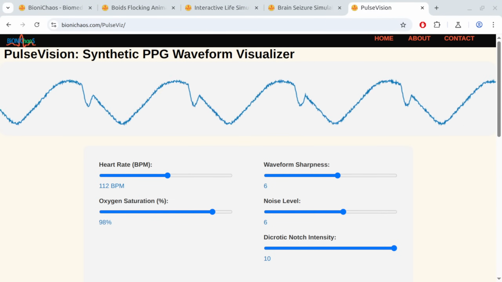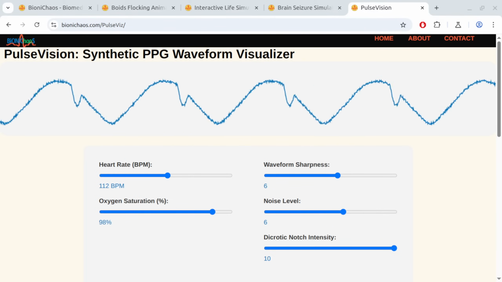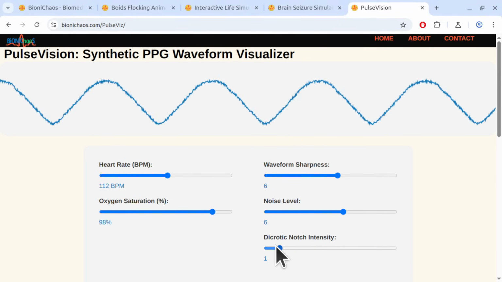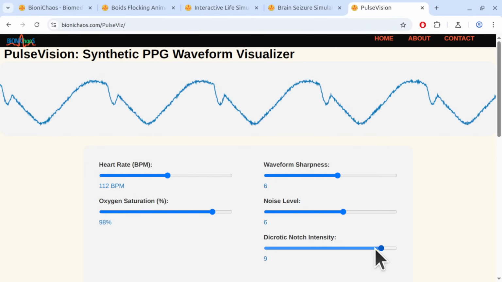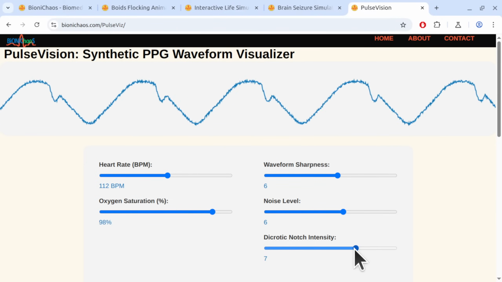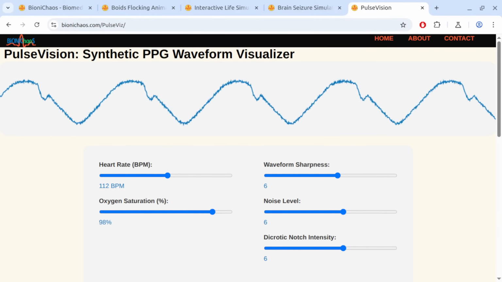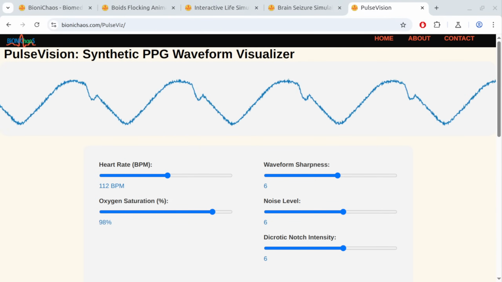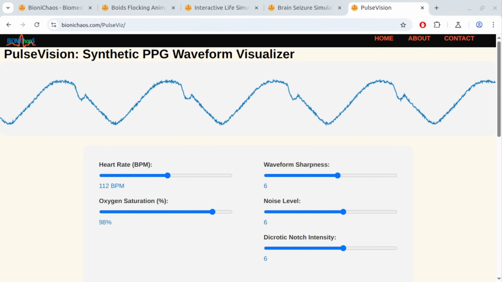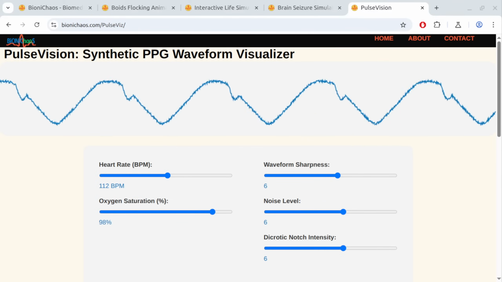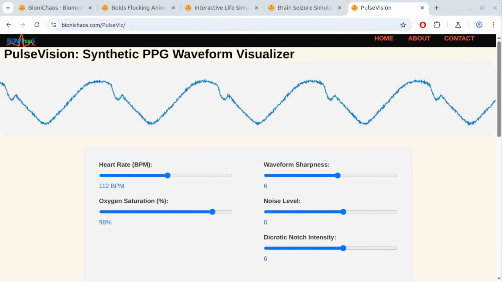And I remember reading about other controls too, something about sharpness and the dicrotic notch. What's that? Good catch. Yeah, the dicrotic notch is that little secondary bump you often see after the main peak in the waveform. Its shape, its prominence, can tell you things about, say, how stiff or flexible your arteries might be. PulseVision lets you adjust how noticeable that notch is. And you're right, there's more. You can change the overall waveform sharpness, make the peaks pointy or rounded. Plus, you can add noise level. This makes the signal look messier, more irregular, kind of like what you'd get from a sensor in a less than perfect real world situation.